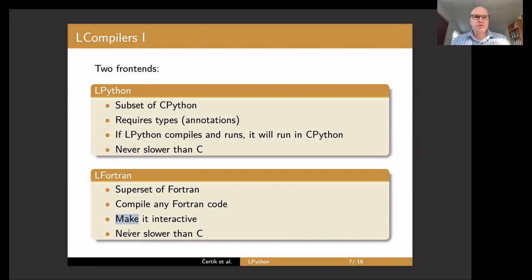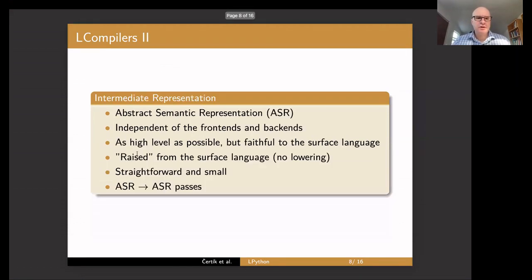LFortran competes with other Fortran compilers, so we want to be as fast as we can. And LPython, of course, as well. The intermediate representation, you've seen how it looks. It's independent of the front ends and back ends. It's as high level as possible, but faithful to the surface language. So we do not lower anything. We represent every single feature. It's raised from the surface language. It's not lowered. It's straightforward and small, and we have many ASR to ASR passes for optimizations and many other things.